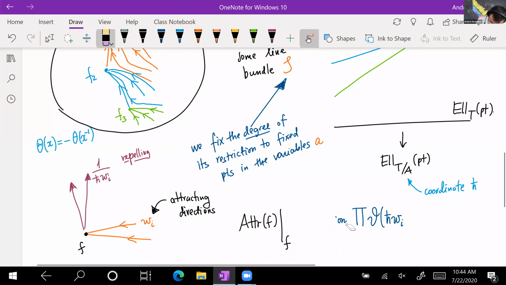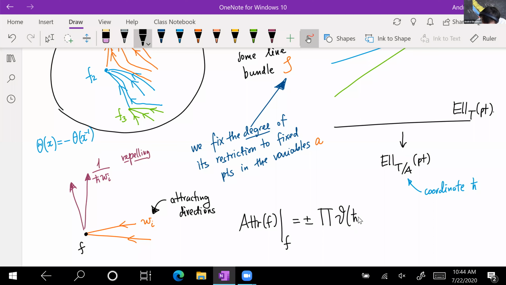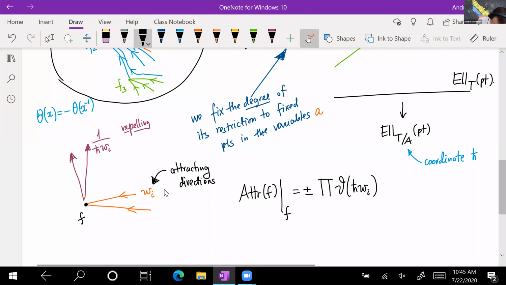Oh, let me just write it in exact equality. This is plus minus the product of theta of h bar wi. And so in the variable a, these wi's are characters. So these are weights of my torus A. In particular, this wi is my variable ai raised to some power, maybe called mu.